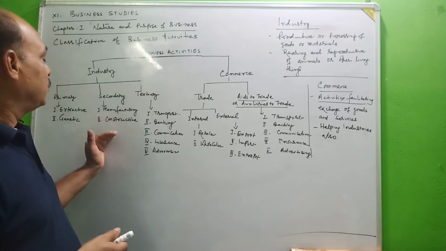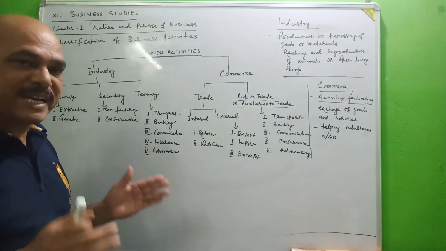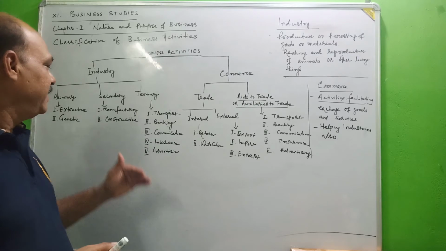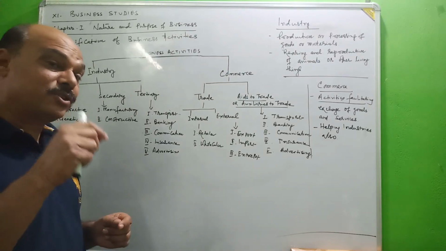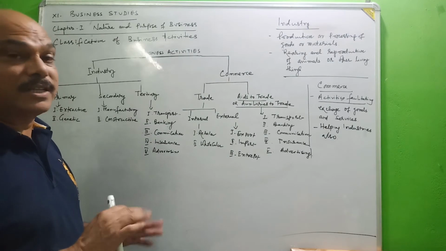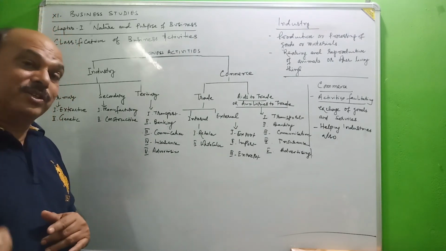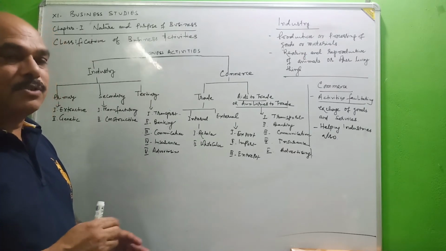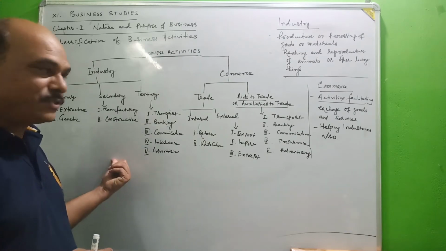Then you say constructive industries. Construction of dams, bridges, and houses on a large scale comes under constructive industries. When you are constructing your own house, that does not come under the construction industry. When you construct for others, for income purposes, that means you are earning profit from that business, that is known as constructive industries.